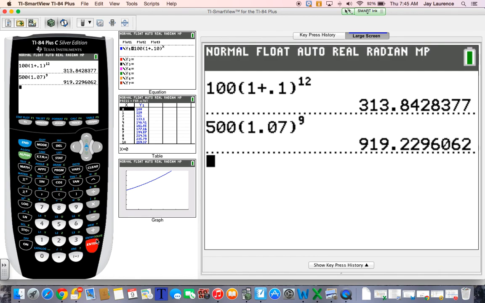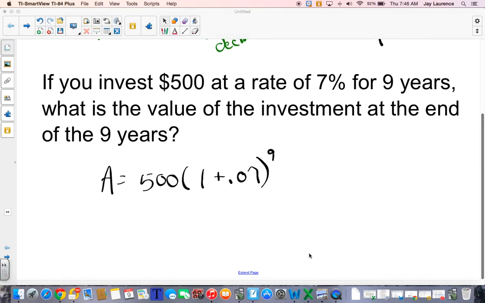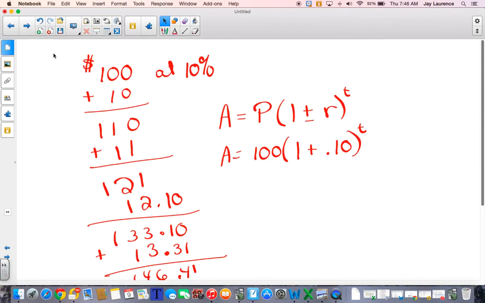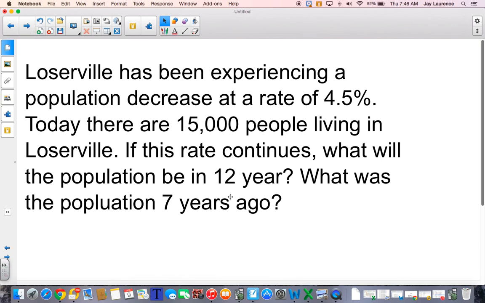All right. I'm going to have $919.23. Yeah, at the end of 9 years. See how simple that is? All right, let's try one more. It's going to be a real quick video, by the way. Where's it at? There it is.